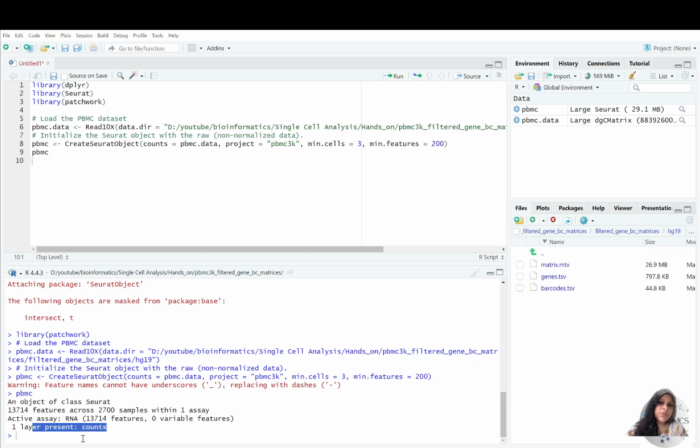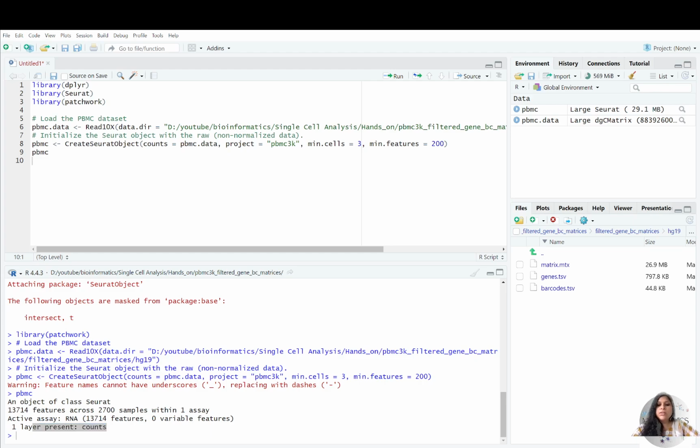In spatial transcriptomics, we also have another layer: not only the counts of expression of RNA or proteins or metabolites, but also the spatial data which gives the coordinates. So different layers will be present, but this is a simple data set which has only one layer, right?